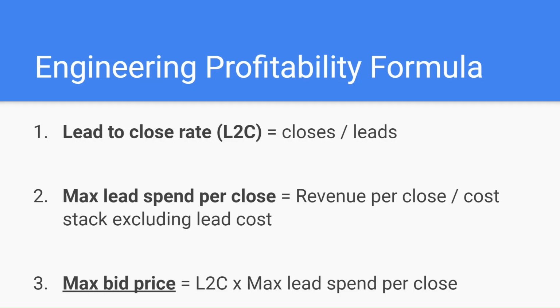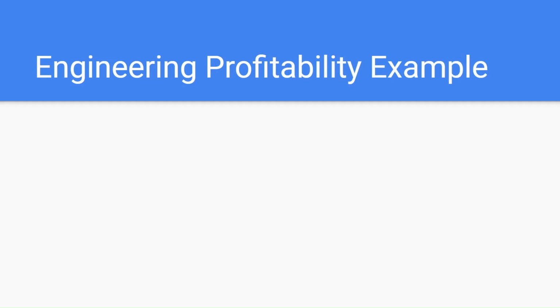Once we have those two pieces of data, we can identify our max bid price by simply multiplying the two together. So let's take a look at a quick example and see how this actually looks with numbers.